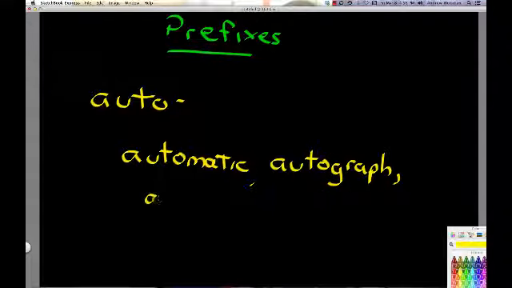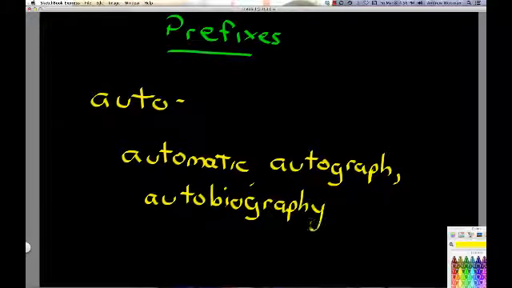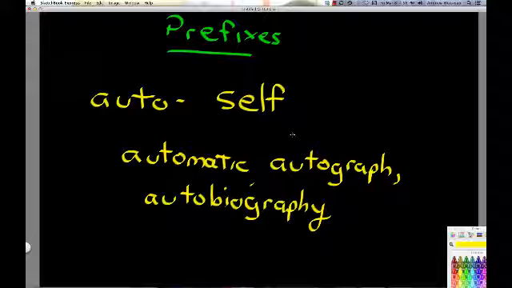Or an autobiography. Perhaps you have heard that word. An autobiography is when somebody writes about their own life. Okay, it's about writing about themselves. And so if you think about these three words and the prefix auto, auto means self. So I'm sure you can think of other words that go along with this.